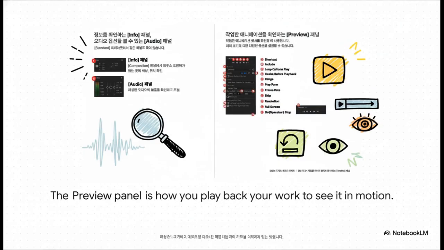Okay, so you've arranged your layers, you've added some cool effects, but how do you actually see if it's working? See it in motion. That's what the preview panel is for. It's usually over on the right, and it's got your big master play button. You are going to be using this panel constantly to check your work.